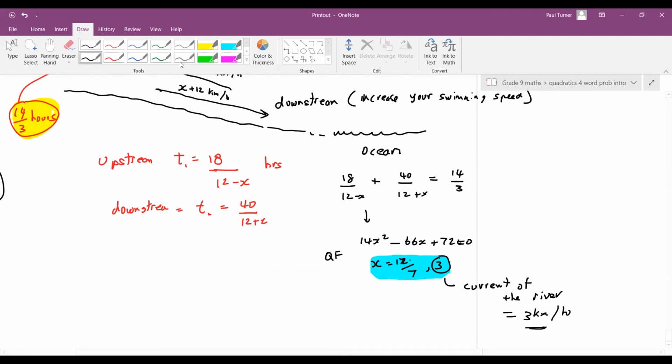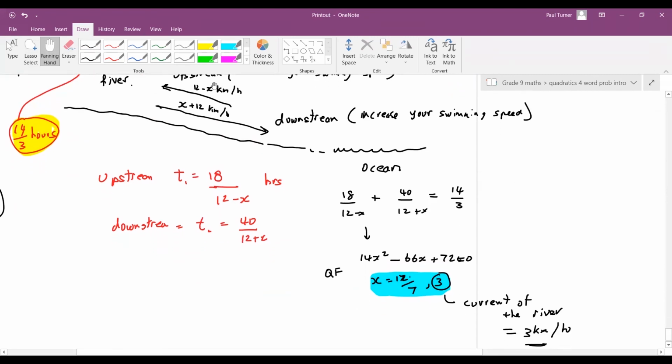So that means if it's 3, 12 minus 3 would be 9. So going upstream, you'll go 9 kilometers an hour. Okay, for that one there. And going downstream, you add 3 kilometers per hour. So you'll be going 15 kilometers per hour. Because obviously the water is pushing you down faster.